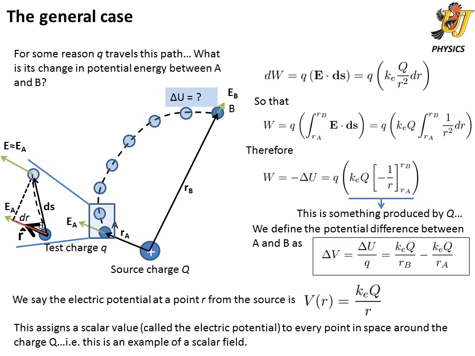Note that the potential therefore assigns a scalar value, which we call the electric potential, to every point around the source charge. The meaning of this scalar value is that it is the amount of potential energy that the system would have if a charge of 1 Coulomb were to suddenly pop into existence at that point r.